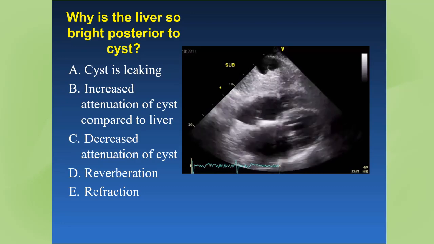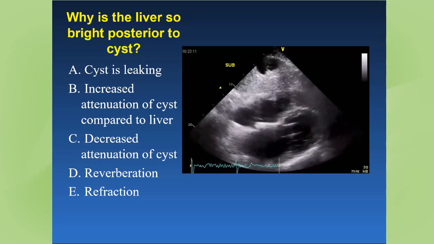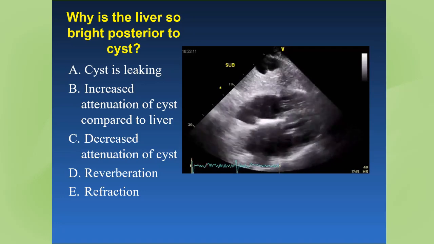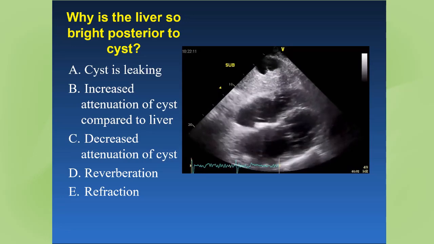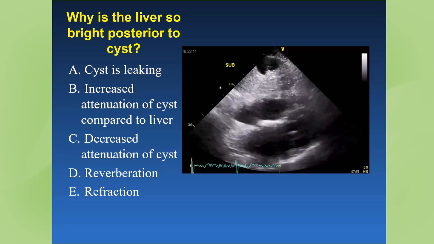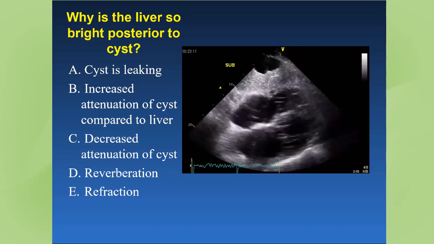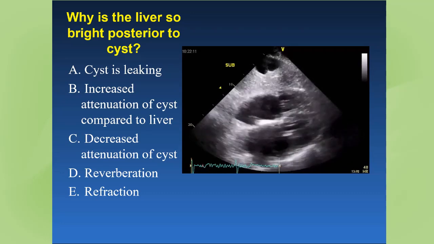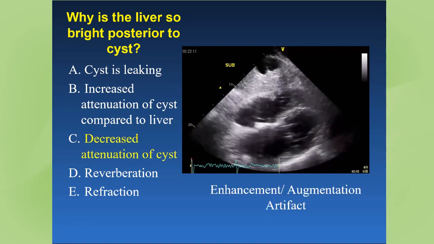A, the cyst is leaking a lot of stuff, so it bounces off and it's enhancing that. B, we have increased attenuation of the cyst compared to the liver. C, decreased attenuation of the cyst compared to the liver. D, reverberation artifact that comes down. Sometimes you see that. Or E, refraction artifact. So since we were just talking about attenuation, I'd probably pick one of those two, and I'd probably pick C, because there's decreased attenuation of a cyst.